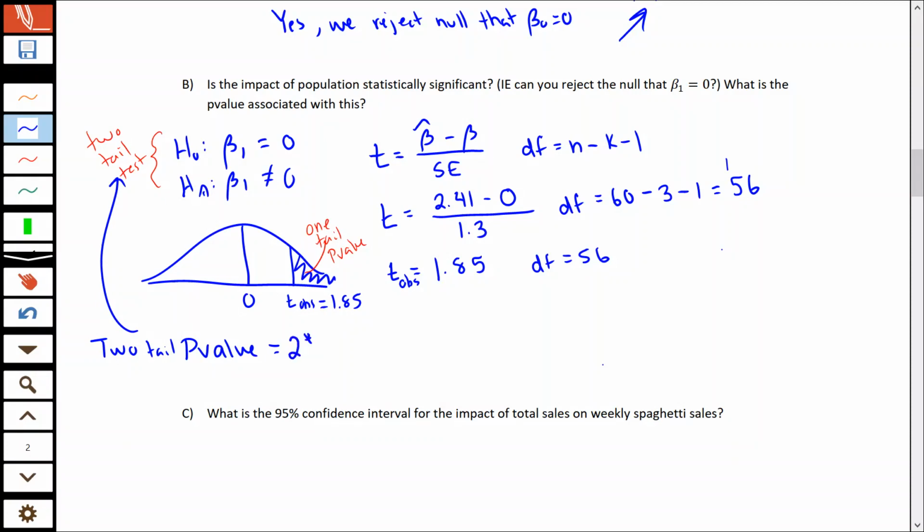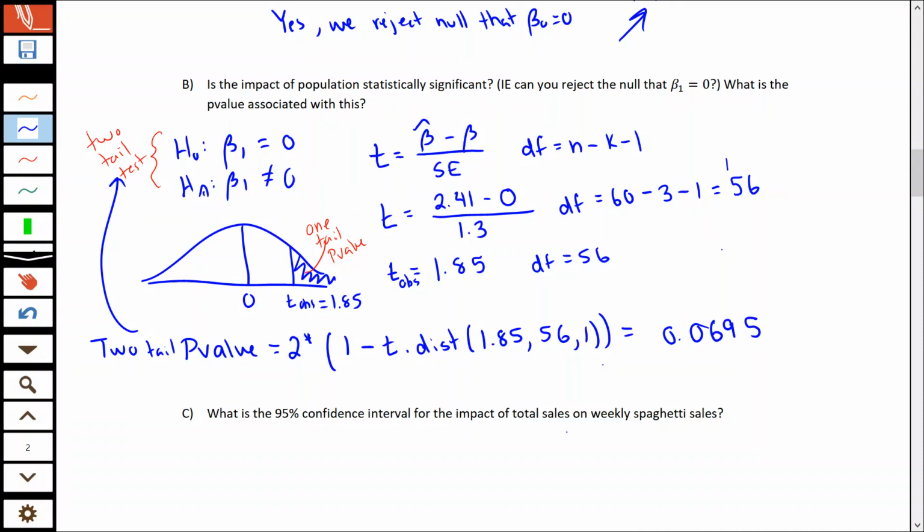So just 2 times, and then what's my one-tail p-value? Well, in this case, that one-tail p-value, it's an upper tail, so it's a 1 minus, and we're going to go t dot dist, and we put in our t-value of 1.85 with degrees of freedom 56 to get our calculation there.